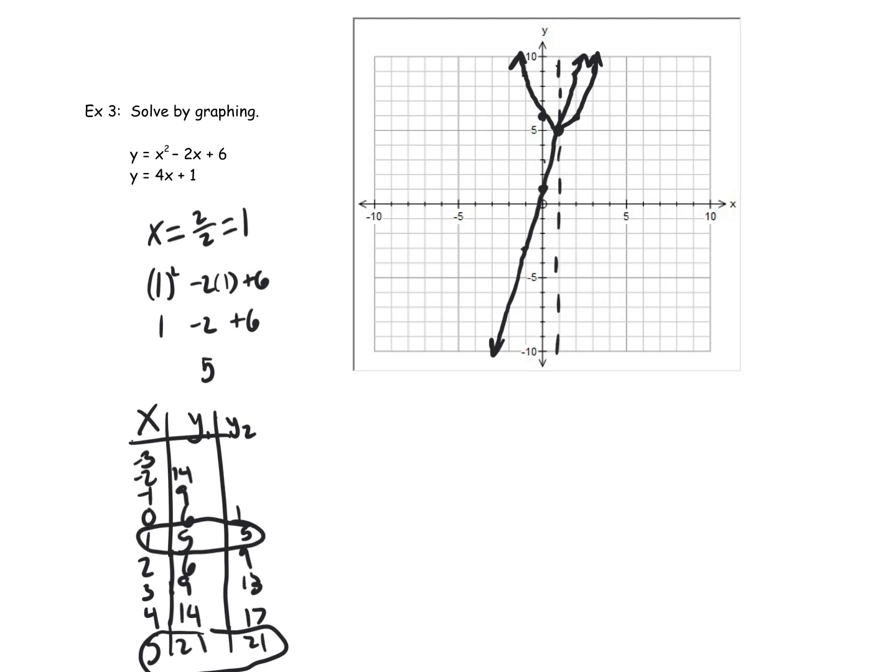Anytime we graph, we can see the picture. If we have a parabola opening upward and a line intersecting, there could be two solutions like that. There could be one solution where it just touches at the vertex. It's also possible that the line goes below the parabola and never touches, so there are no real solutions. Those are all the possibilities for a system of linear and nonlinear.